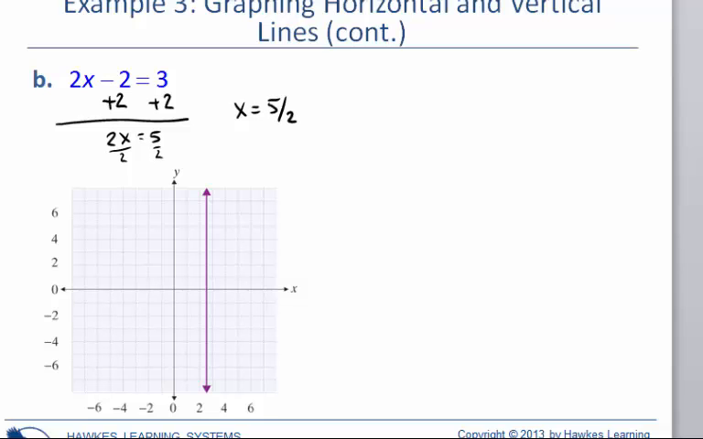So again, here is your x-axis. 5/2 is 2.5. So you can find that point on the x-axis, which is sitting right about here, and draw a vertical line.